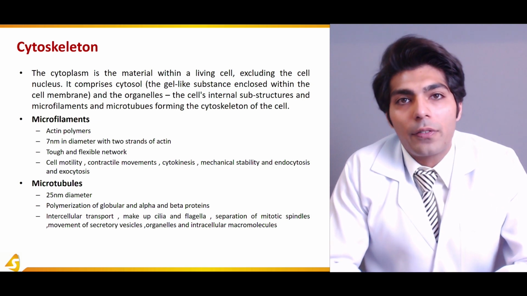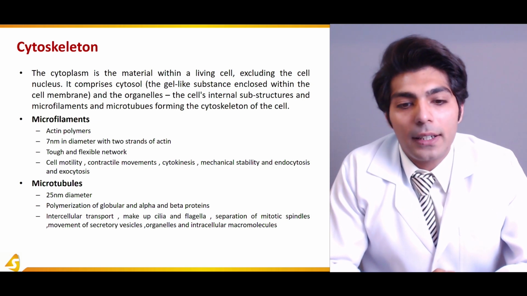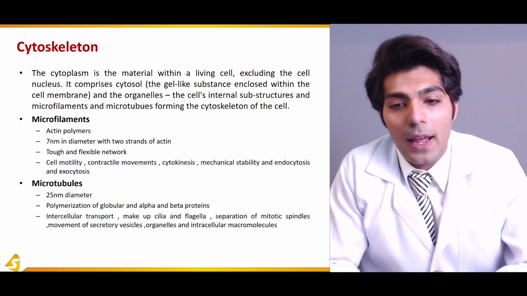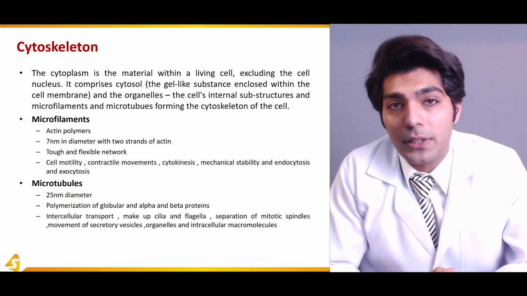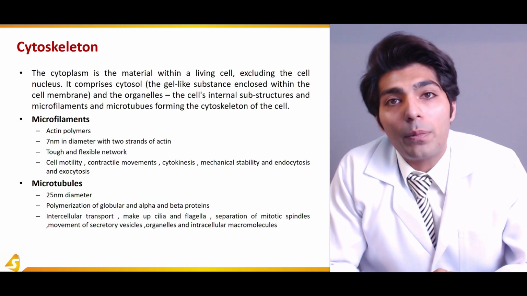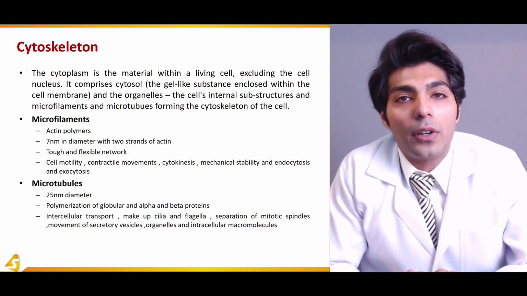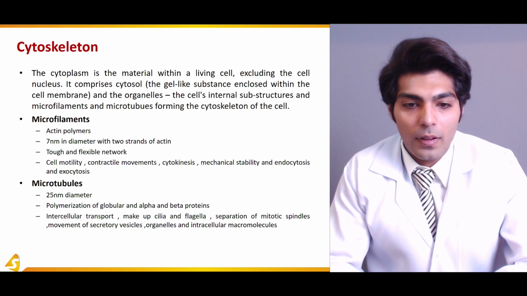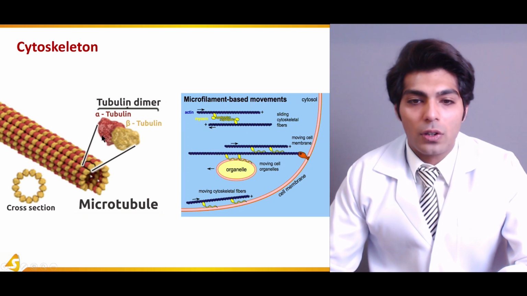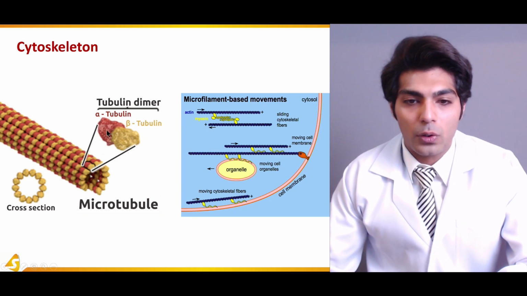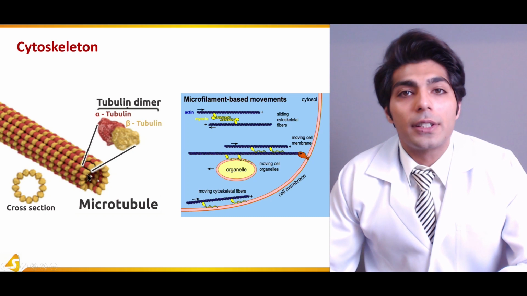Microtubules are 25 nanometers in diameter. They are an important part of the cytoskeleton, a polymerization of globular alpha and beta proteins. They perform intracellular transport, make up cilia and flagella, carry out separation of mitotic spindles, and move secretory vesicles, organelles, and intracellular macromolecules. So this is the structure of a microtubule. You can see the polymerization of alpha tubulin and beta tubulin, which are colored red and yellow. This is a cross section, and you can see the hollow structure inside.